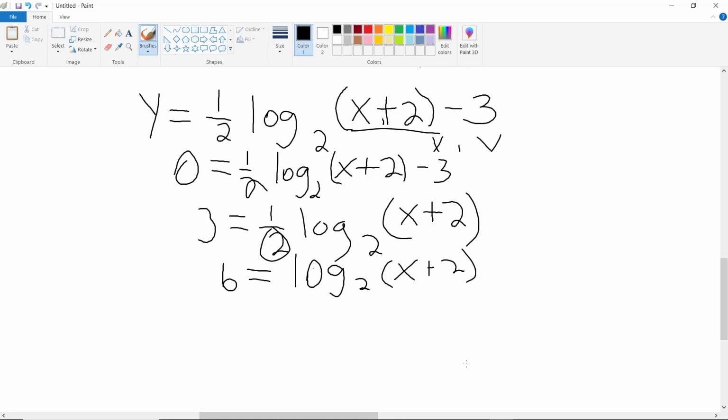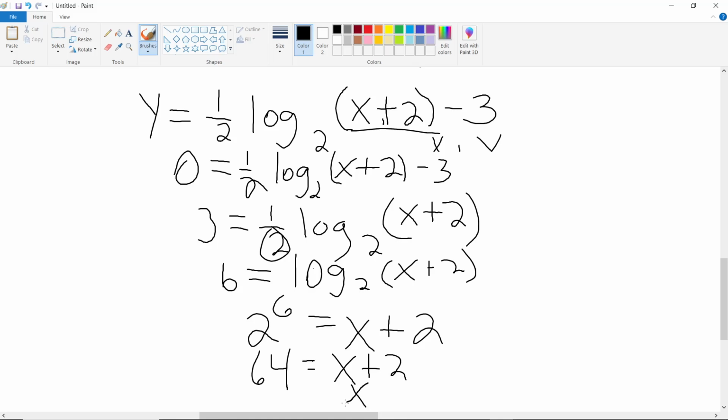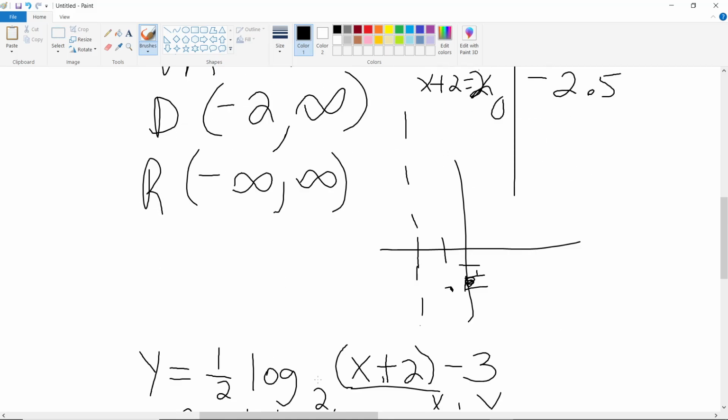And I can write that as an exponential. 2 to the 6th power equals x plus 2. 2 to the 6th, 2 times 2 is 4, 8, 16, 32, 64. 64 equals x plus 2. X equals 62. So it's going to cross the x-axis at 62. So that's way off this graph, somewhere way up there. It doesn't even draw it in perspective, but it's way far away that it's going to cross the x-axis.